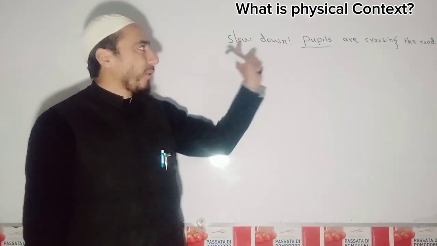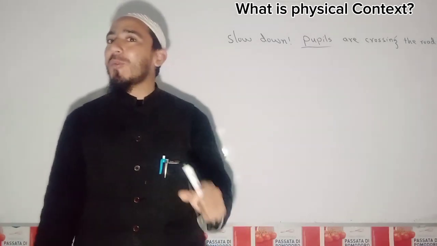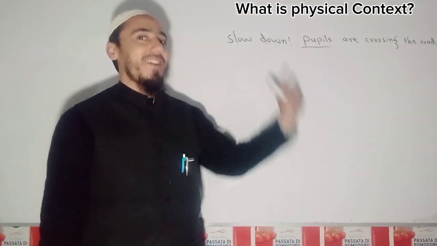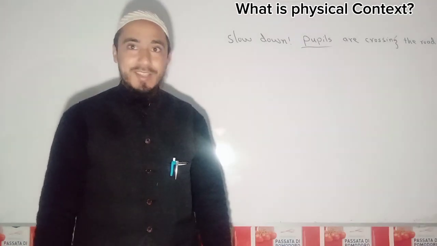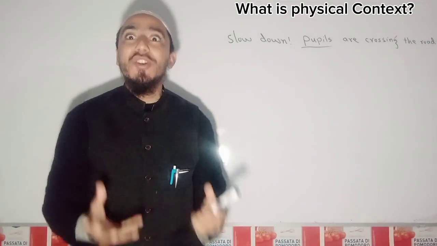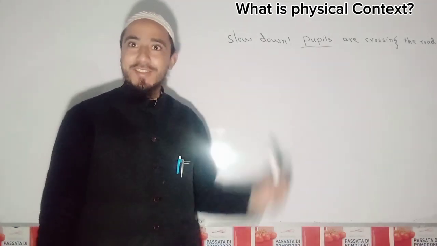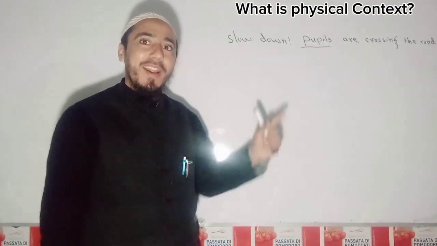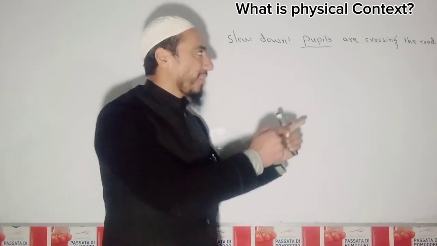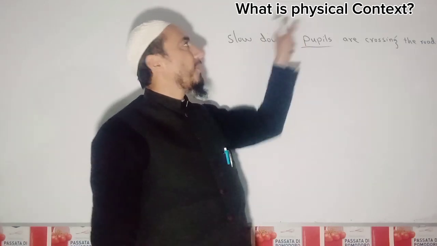So now when you saw the sentence like pupils are crossing the road, here by pupils, you mean that this sign is talking about the students, that they are crossing the road. Now the question, how did you know that? Answer: because you saw a huge building and that was the school, and you thought that in the school there are children, there are students, and they are crossing the road. So this is the example of physical context.